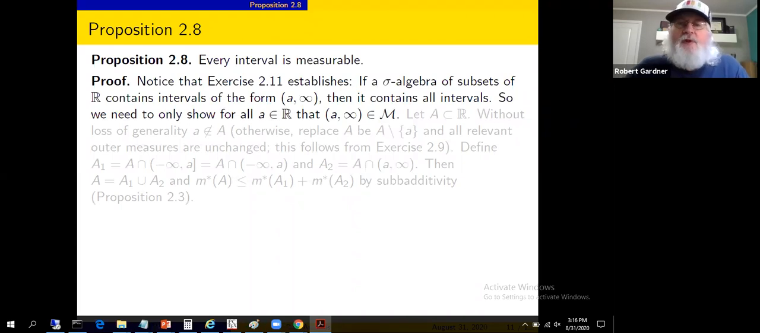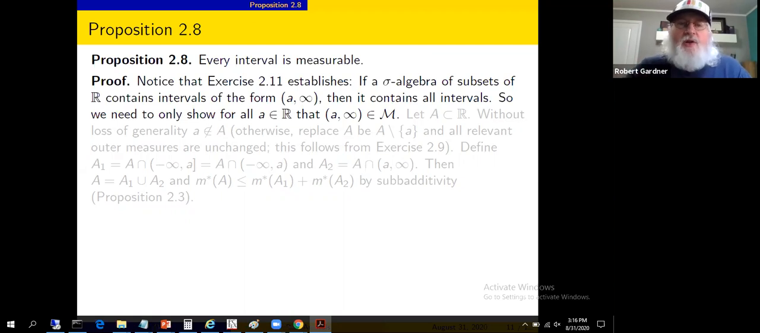All right. First, we're going to borrow an exercise, exercise 2.11 from the homework assignments. It says, if a sigma algebra of subsets of R contains all intervals of the form a to infinity, then it contains all intervals. Why is that? Well, I know what intervals look like. They only come in 6 different kinds. Open, closed, closed and unbounded, open and unbounded, and just straight unbounded on both sides. I think there's only 5 types.